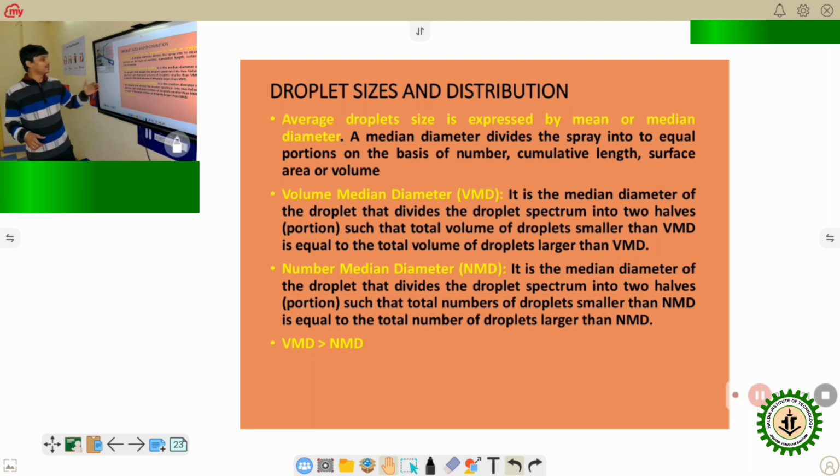Apart from this, for the number median diameter, the droplet spectrum is divided into two halves. That is, the total number of droplets smaller than the NMD is equal to the total number of droplets larger than the NMD. So VMD is always more than the NMD. So this phenomenon is very effective for distributing the fertilizer in the field conditions.